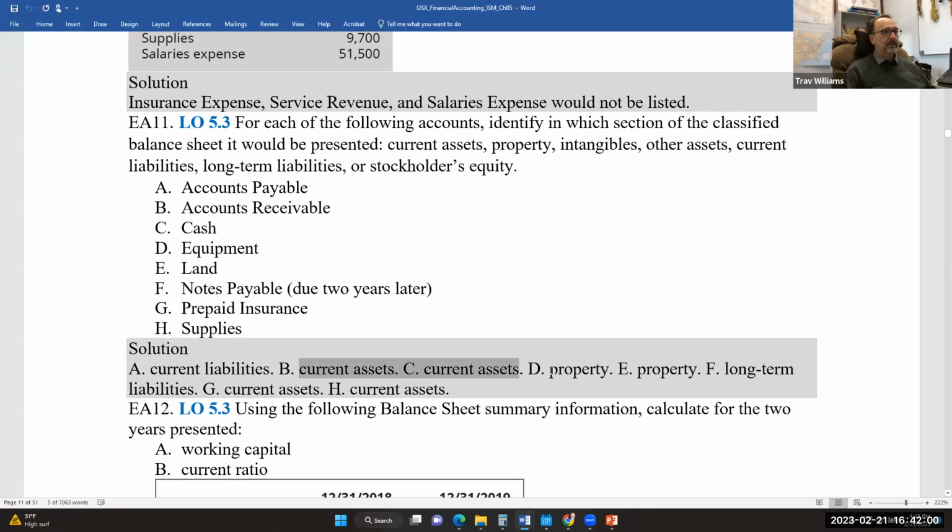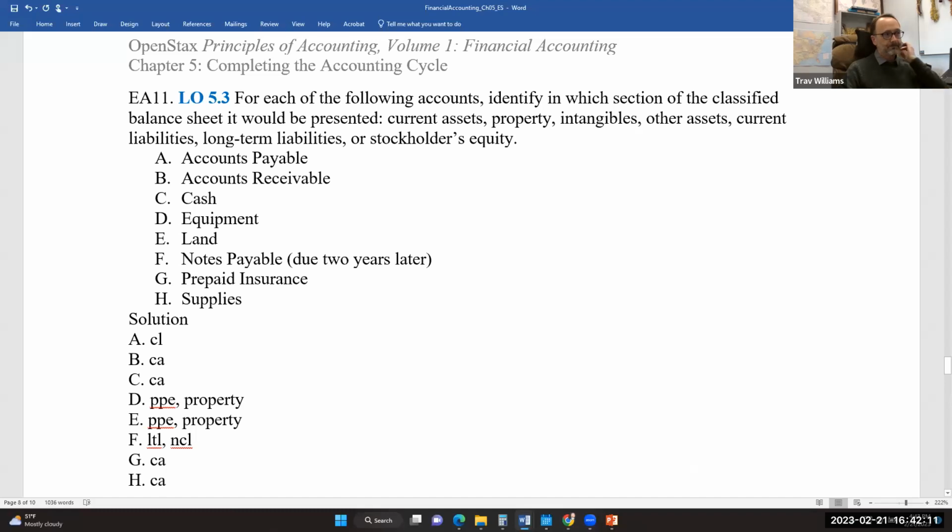B, C, G, and H are current assets. D and E were property, and F is long-term liabilities. All right.